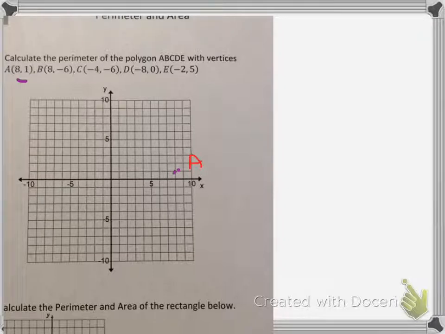The next one's at 8, negative 6. So we're down right here. That's point B. The next one's at negative 4, negative 6. So right there, that's point C. The next one is at negative 8, 0. That is not where it is. That's just where I touched my finger down to, which is right there. That's D. And then my last one is E, which is at negative 2, 5.